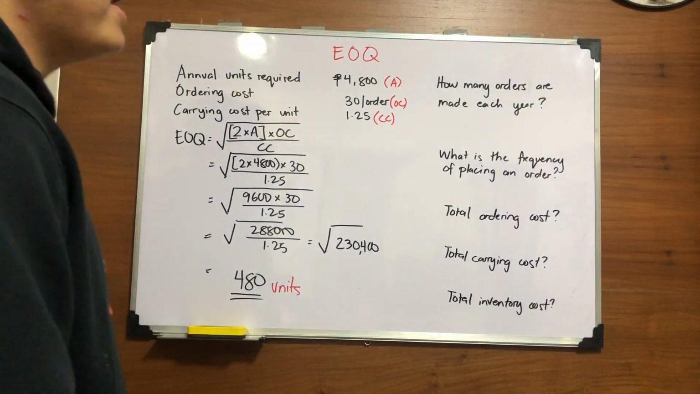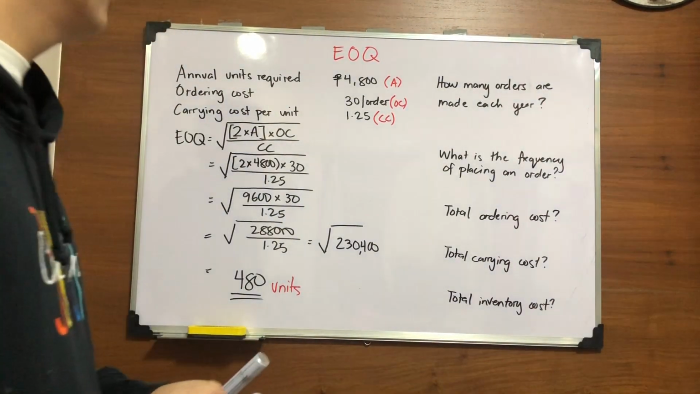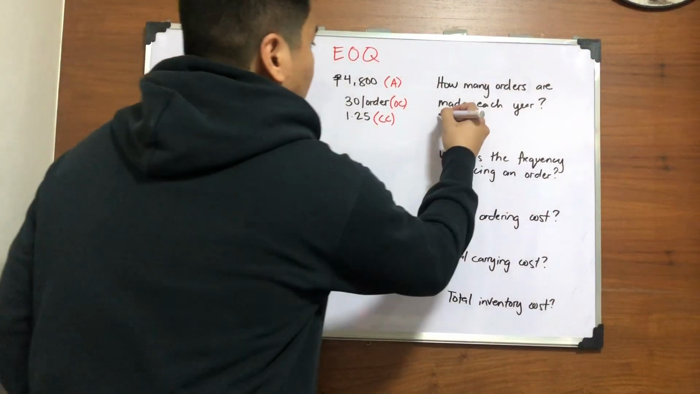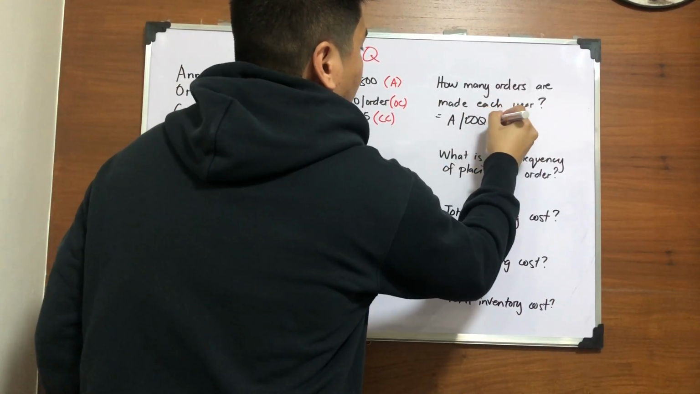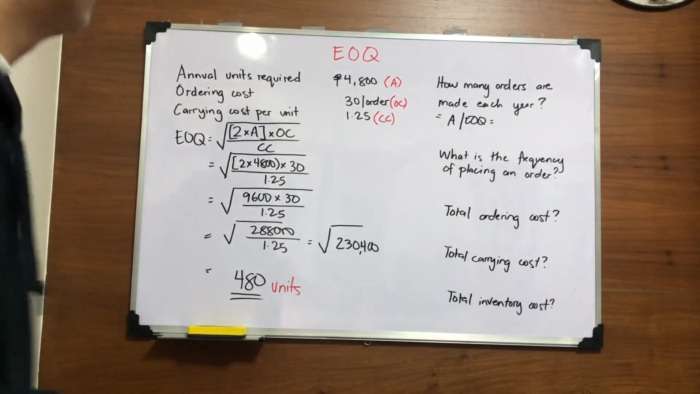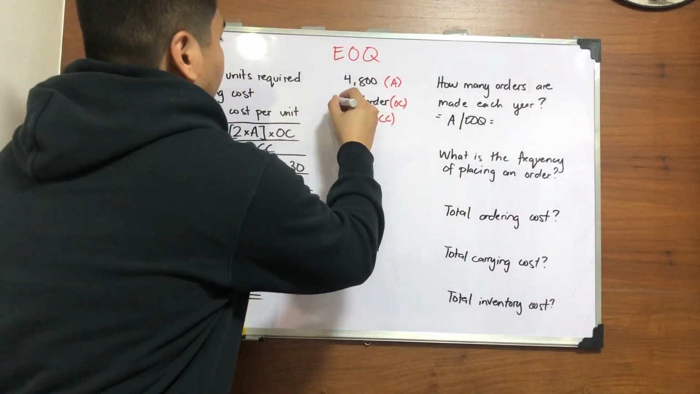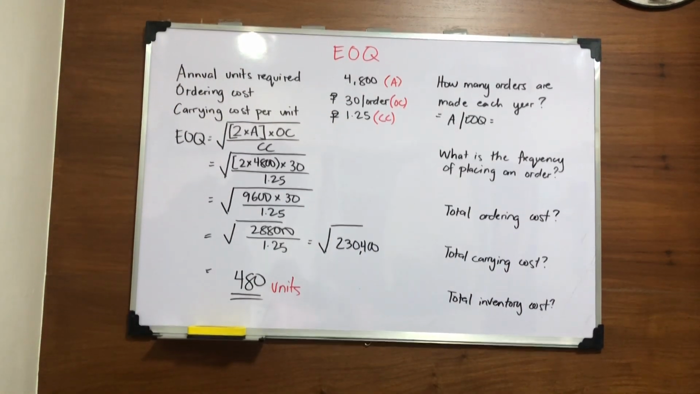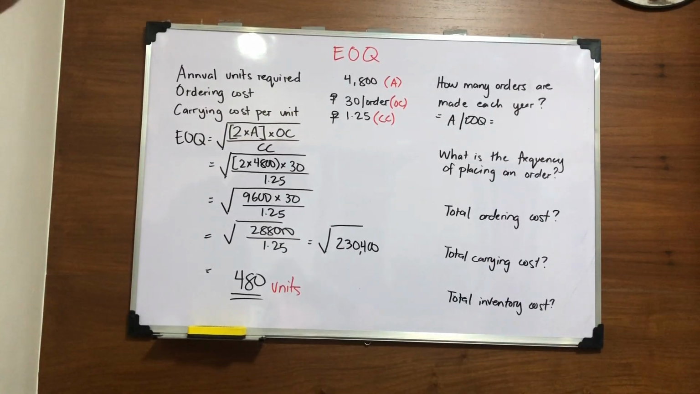How many orders are made each year? So, the formula for this is you divide your annual units required, or letter A, with your EOQ. Okay? So, letter A divided by EOQ. So, you will get your annual units required is, sorry, this should not be in peso. So, both of these should not be in peso. So, your annual units required is 4,800 per year, divided by your EOQ.